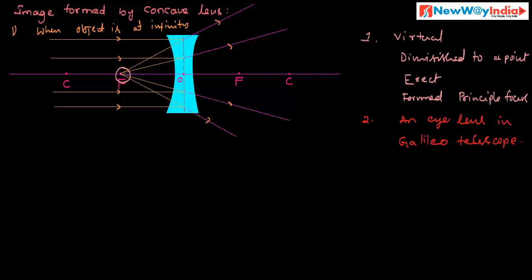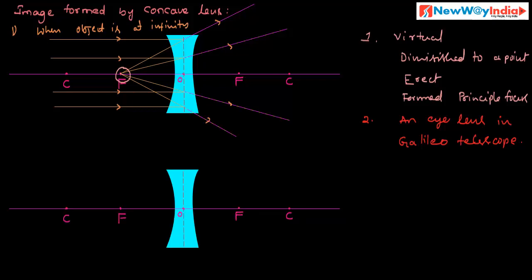Next, what is the next case? Consider a concave lens. If an object is placed anywhere between the optical center O and infinity, that is the second case. When an object is placed between the optical center and infinity like this, where is the image formed? In this case, see the fundamental rays.